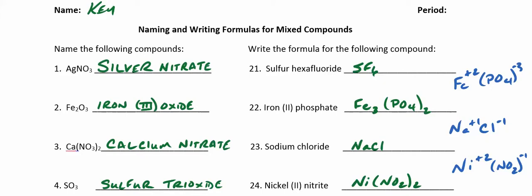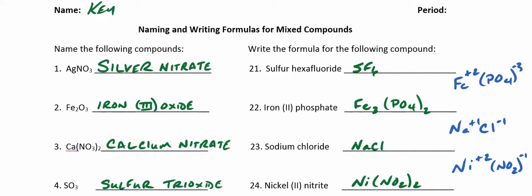All right, I do want to welcome you to this worksheet. This is called Naming and Writing Formulas for Mixed Compounds. Folks, this is going to incorporate everything we've talked about up to this point, including covalently bonded compounds, simple ionic compounds, compounds involving transition metals, and compounds involving polyatomic ions. So we're going to kind of put it all together here.